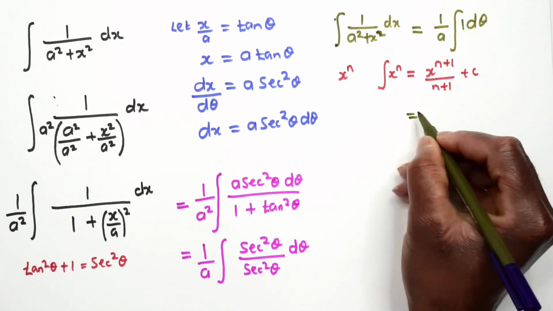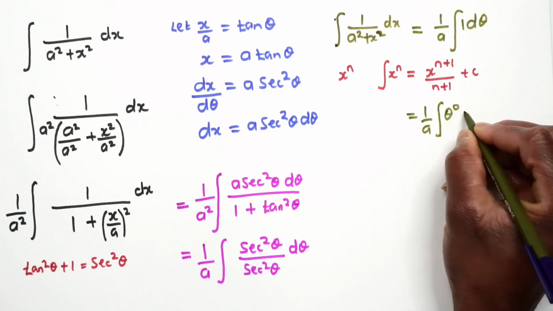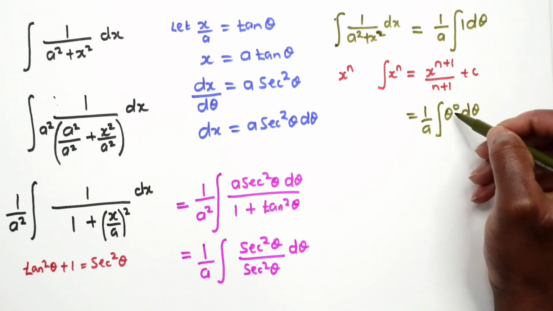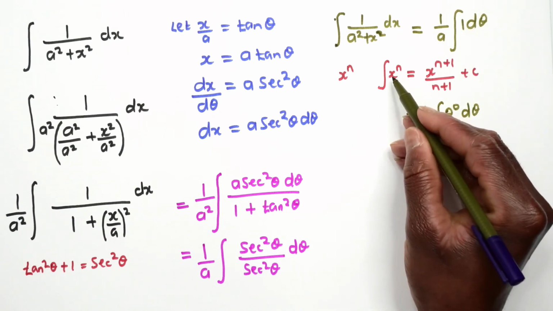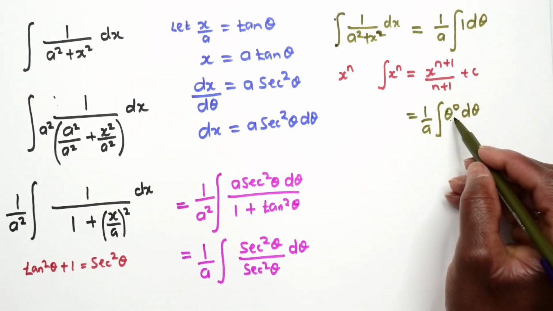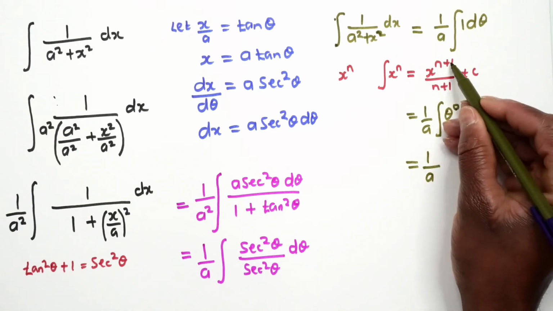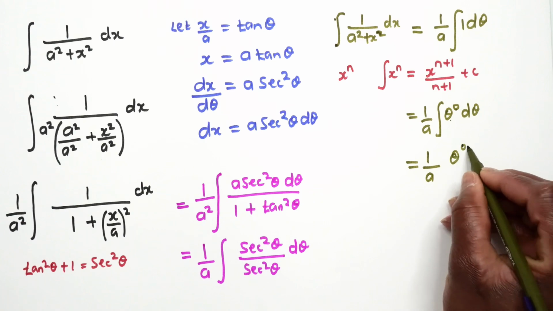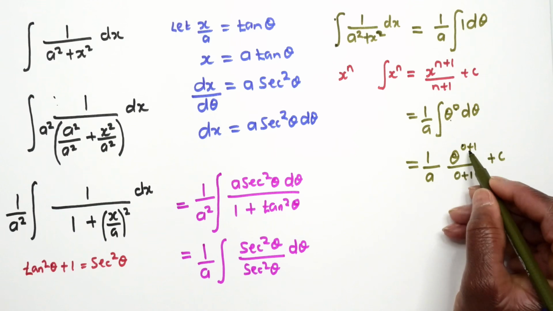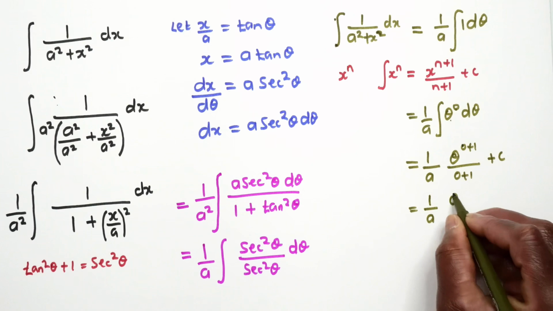If I'm integrating that, it will be 1 over a integral of theta to the power 0 d theta, because that 1 is theta to the power 0. Anything to the power 0 is 1. So I can use this, with n equal to 0, to integrate. I get 1 over a times theta to the power 0 plus 1 over 0 plus 1, plus c. Theta to the power 0 plus 1 is theta, so this gives me 1 over a theta plus c.